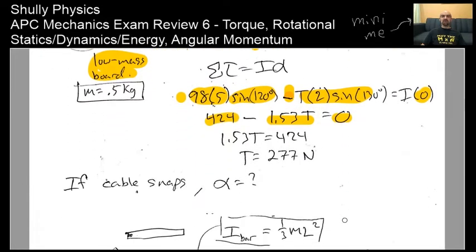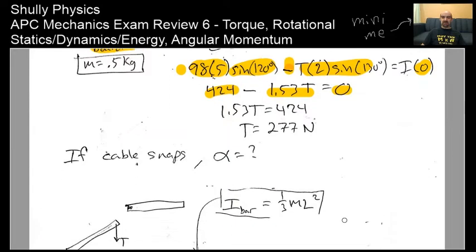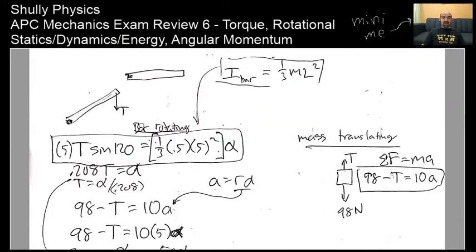And what if the cable snaps? What would be the angular acceleration then? We're going to have two things happening here. We're going to have the bar rotating, and we're going to have the mass translating. With the bar rotating, we're going to have only the torque from the bar left. We're not going to have the torque from that tension because that tension snapped.